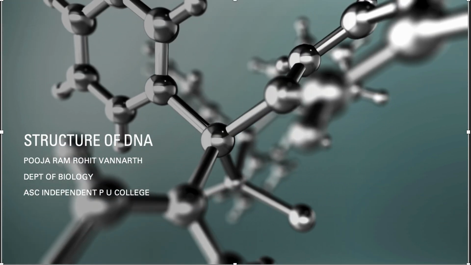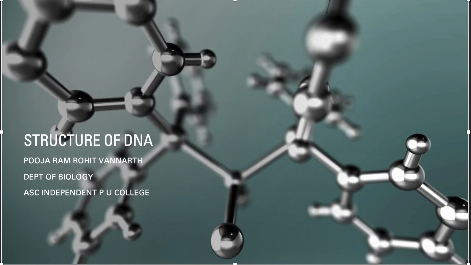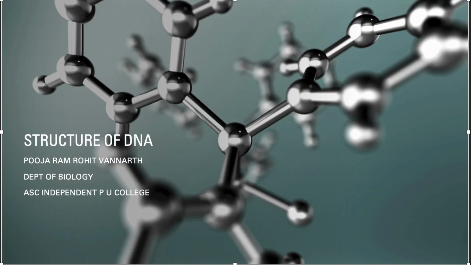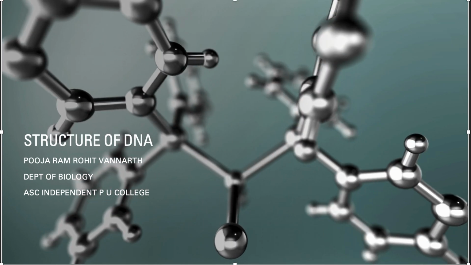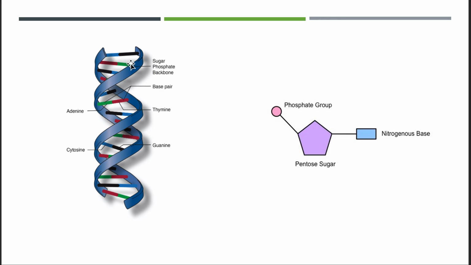As we all know, DNA is our genetic material. DNA stands for deoxyribose nucleic acid. This DNA is made up of 2 polynucleotide strands. Each polynucleotide strand is wound together in such a way that it forms a helix, hence the name double helical DNA. Each polynucleotide strand is made up of many monomers called nucleotides.